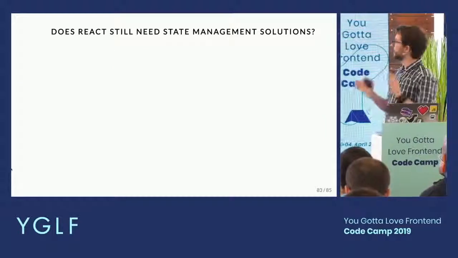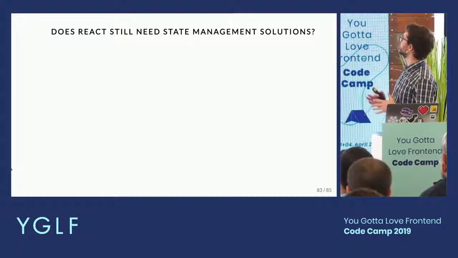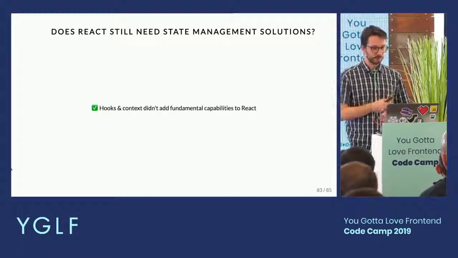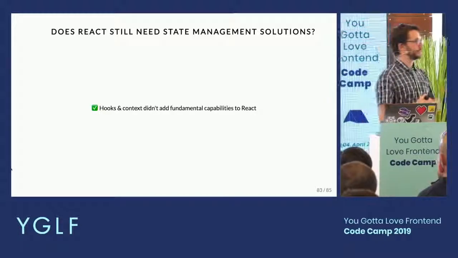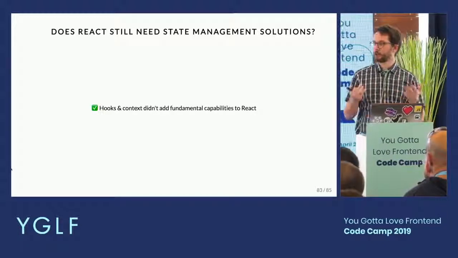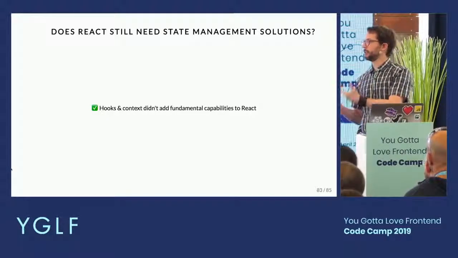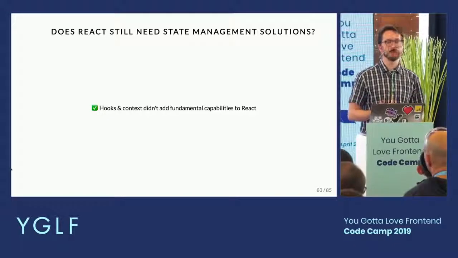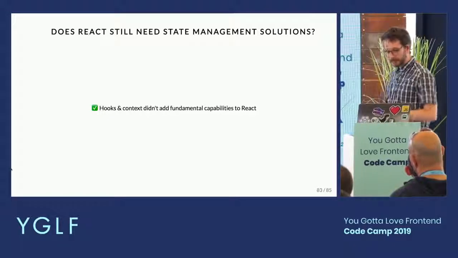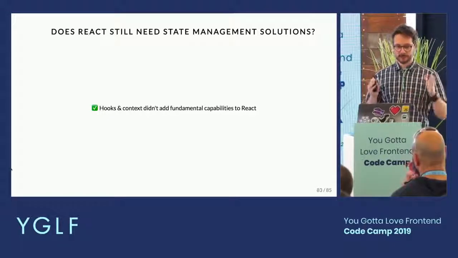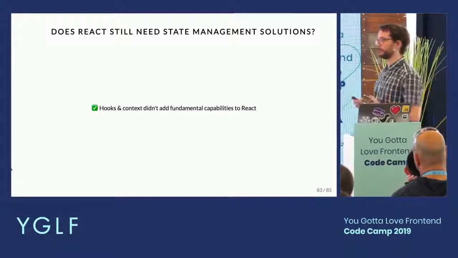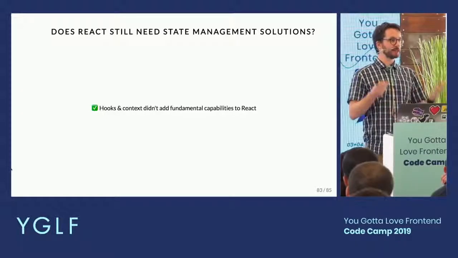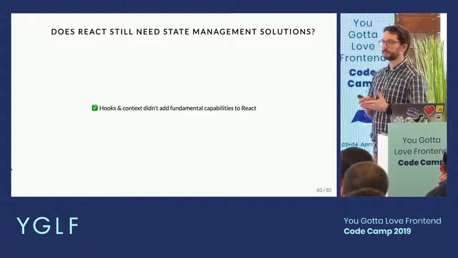A question I get a lot lately is, does React still need state management solutions, like Redux or MobX? And I think the answer is yes, because React and hooks and context, they didn't change the capabilities of React fundamentally. They just provided a much, much better API. Some people concluded, since I'm using hooks and context, I don't need Redux anymore. Well, that might be the case, but that basically means that you didn't need it before.